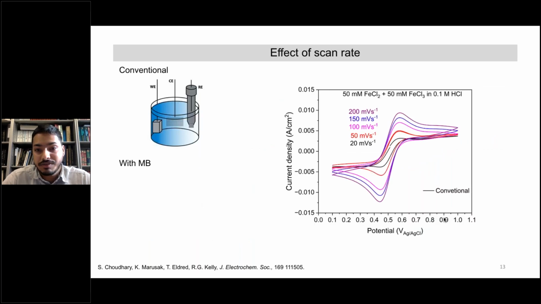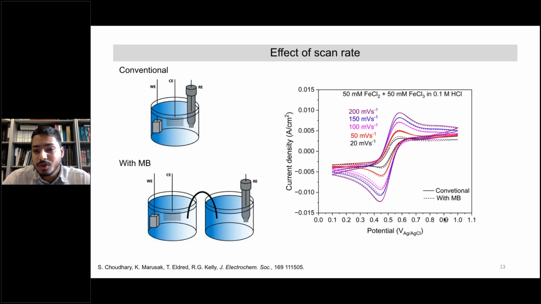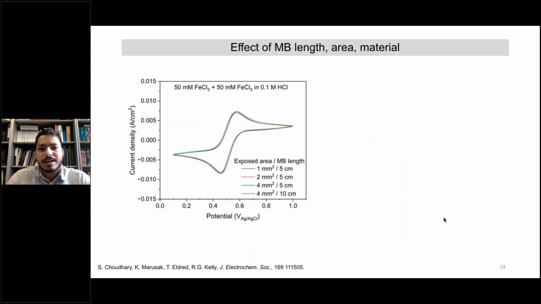So here are the CVs of platinum with different scan rate. And it turns out if you use our metal bridge setup, you get exactly the same result. This is great. Now, what about the characteristic of the wire? Again, it turns out there is no effect of the exposure area in both ends of the metal bridge or the length of the wire. So this is crazy. And what about the platinum?